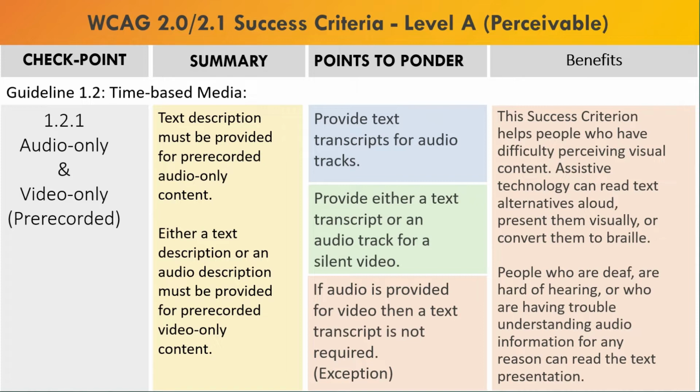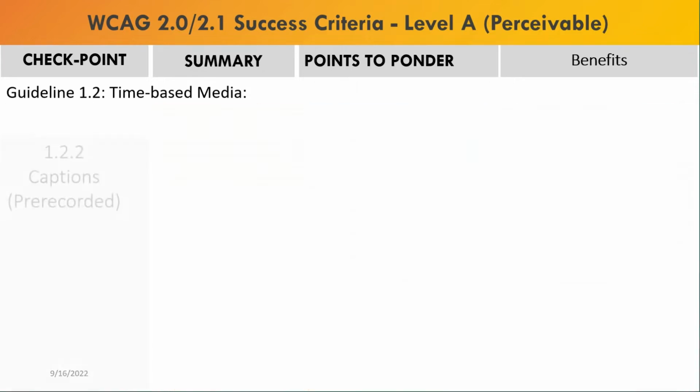This success criterion helps people who have difficulty perceiving visual content. Assistive technology can read text alternatives aloud, present them visually, or convert them to Braille. People who are deaf, are hard of hearing, or who are having trouble understanding audio information for any reason can read the text presentation.